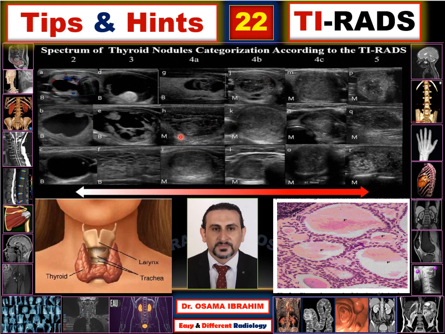In this presentation today, I'm going to talk about the TI-RADS. If you look at these different images of thyroid nodules, you can consider them pretty similar. However, they are really different, and according to their possibility of malignancy, the TI-RADS can classify them and give a score. This is the main issue of my presentation today. So let's start.